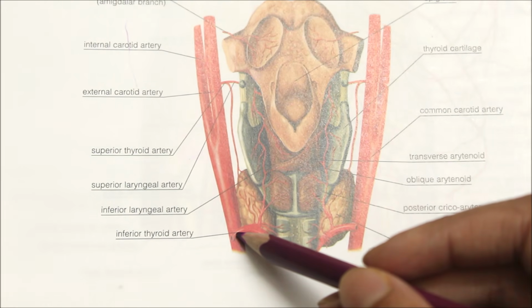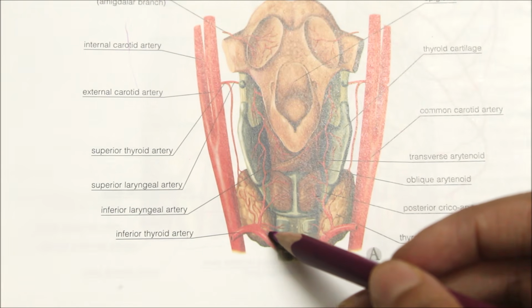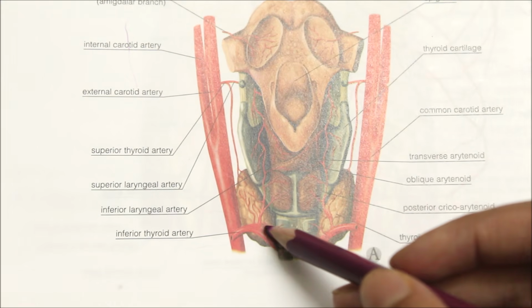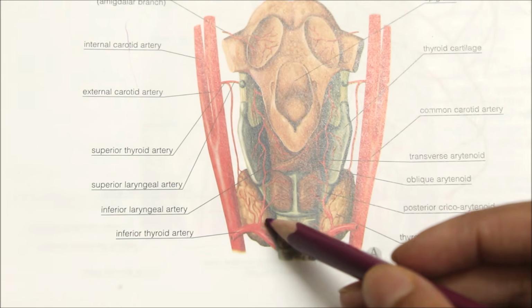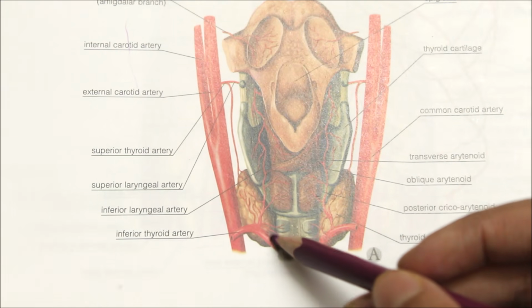It runs first upwards, then medially and then finally downwards to reach the base of the thyroid gland. The artery then divides into 4 to 5 glandular branches which pierce the fascia separately to reach the lower part of the gland.